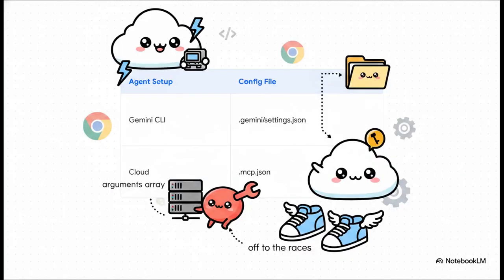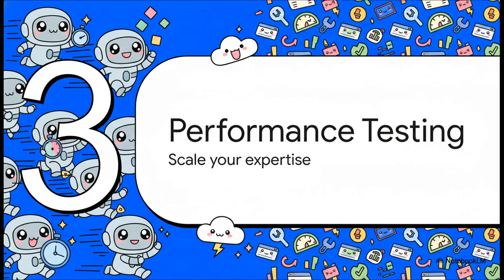To make this connection completely seamless, you just need to make a tiny tweak to a config file, depending on your specific AI tool. So if you're rocking the Gemini CLI, you're usually going to look for a .gemini/settings.json file. Using Cloud Agents, that'll likely be right in your project root at .mcp.json. Just locate that file, drop a new entry into the arguments array, and you are officially off to the races. Simple as that. Let's jump over to our third chapter, scaling complex performance testing.